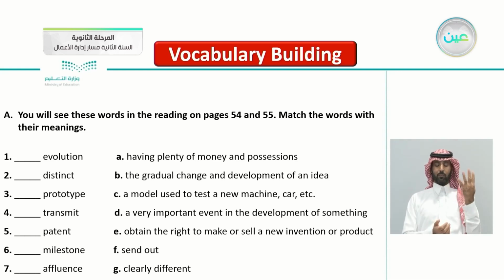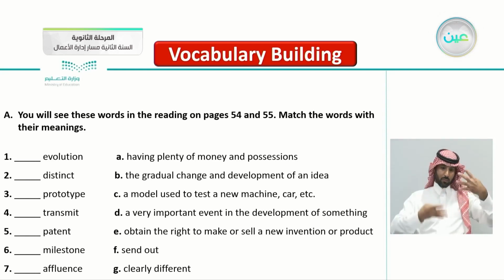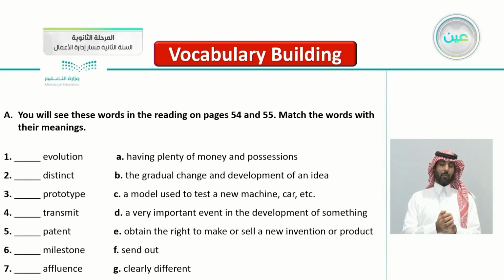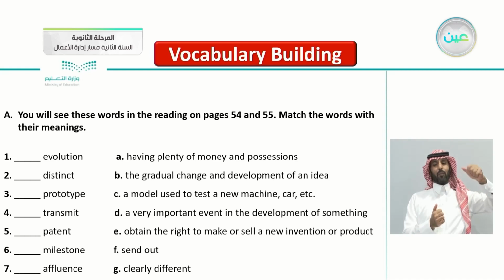Match the words with their meaning. So we have 7 words here and 7 definitions here for the words. We'll have to match them with their meanings. Let's read the words first. We have evolution, distinct, a prototype, transmit, patent, milestone, and affluence. Again, evolution, distinct, prototype, transmit, patent, milestone, and affluence.